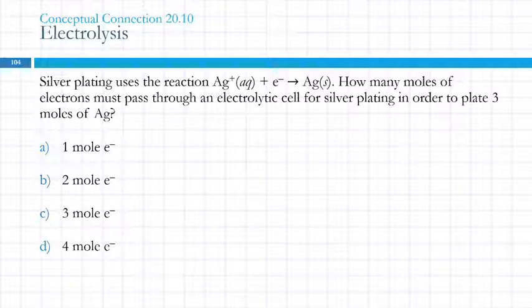So silver plating uses the reaction Ag plus electron to Ag. How many moles of electrons must pass through an electrolytic cell for silver plating in order to plate 3 moles of silver? We want to look at this half reaction and say, what's the relationship between moles of electrons and moles of silver? Well, it's 1 mole to 1 mole. So if we want to plate 3 moles of silver, we need how many moles of electrons? Three.